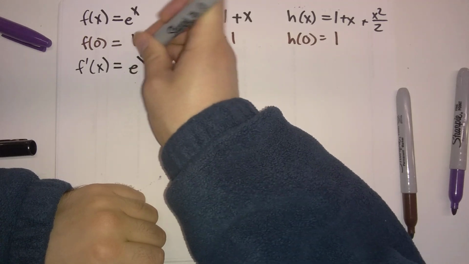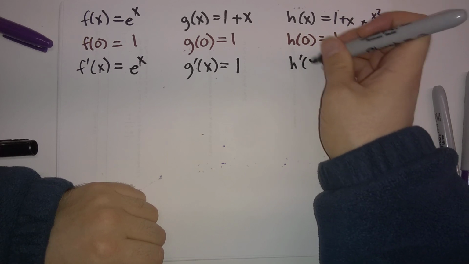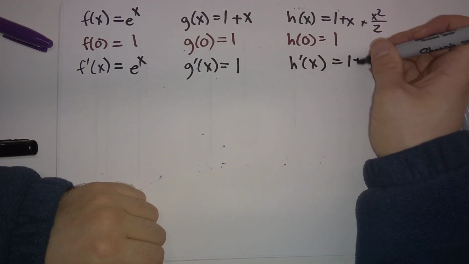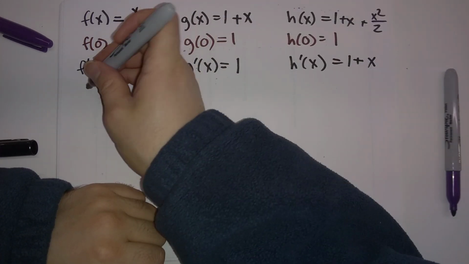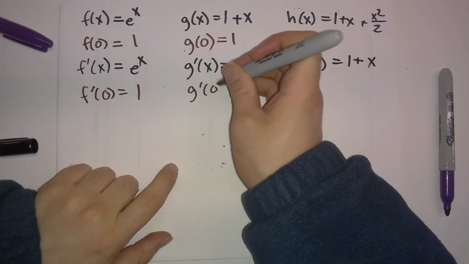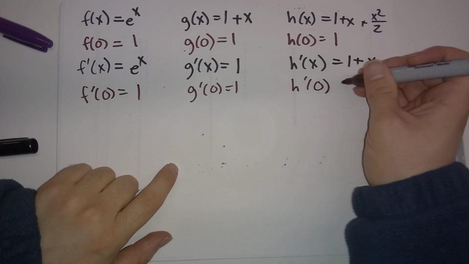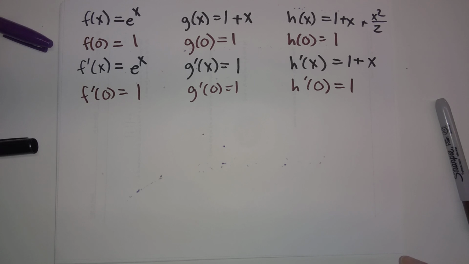Okay, let's calculate their derivatives. f prime of x is e to the x. g prime of x is 1. h prime of x is 1 plus x. Okay, what happens when we plug in 0 into their derivatives? We get 1, we get 1, and we get 1. So these 3 functions all have the property that not only do they have the same function value at x equal to 0, but they also all have the same first derivative at x equal to 0.